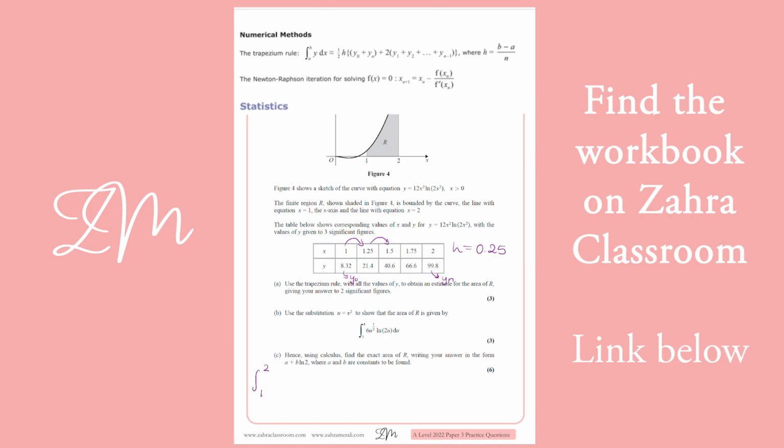So you've got the integral between 2 and 1 of y dx equals 1/2 times h, which is 0.25, big squiggly bracket, y naught, which is 8.32, plus yn, 99.8, plus 2 lots of everything in the middle, 21.4, 40.6, 66.6, close squiggly brackets. And you can type it exactly like that into your calculator. They want it to 2 significant figures. You type that in and you'll get 46.